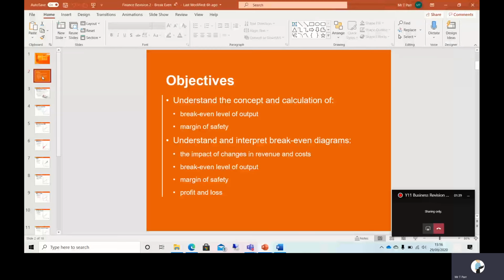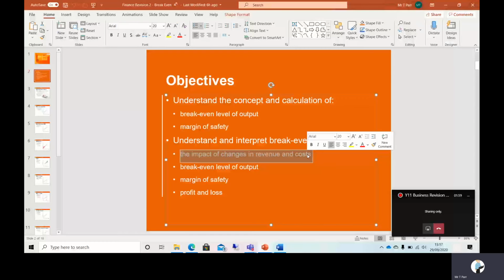We're going to look at break even and margin of safety. Okay, so these are statements from the exam board, Edexcel. What you need to do is understand the concept and calculation of break-even level of output and margin of safety, and also interpret these break-even diagrams. The things we probably won't look at today is the impact of changes in revenue and costs. Okay, everything else we should be able to cover.